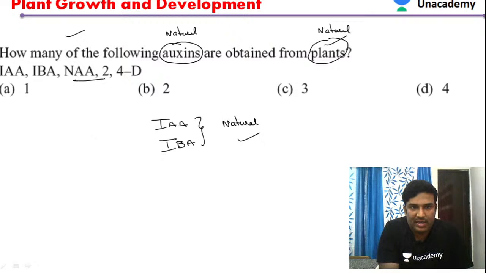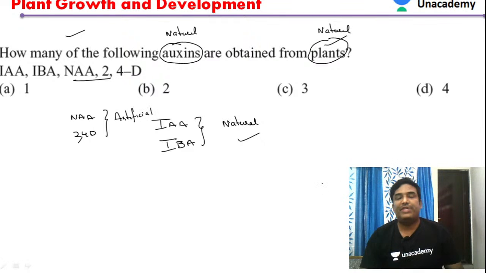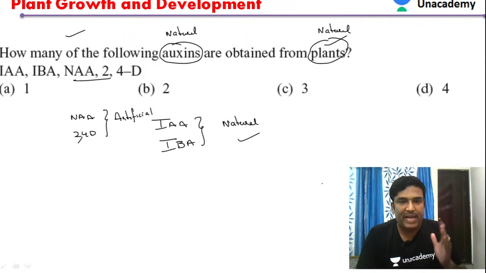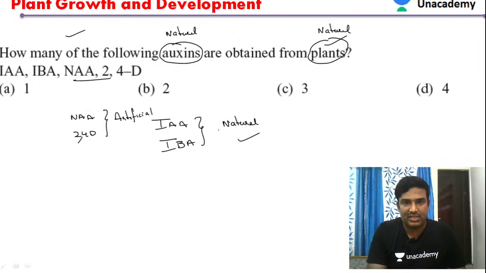Besides these, we have NAA, naphthalene acetic acid, and 2,4-D. These two are artificial auxins. What was the question? Which of the following auxins are obtained from the plants? Plants, they asked. So the two that we identify from plants are indole acetic acid and indole butyric acid. Based on that we take option B as our answer.